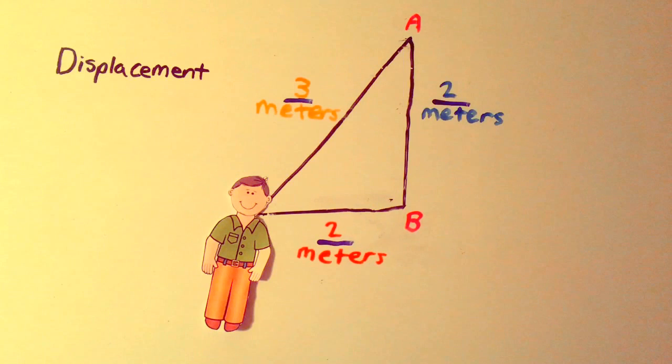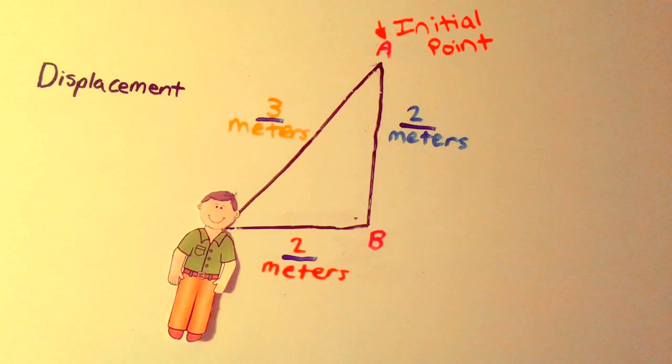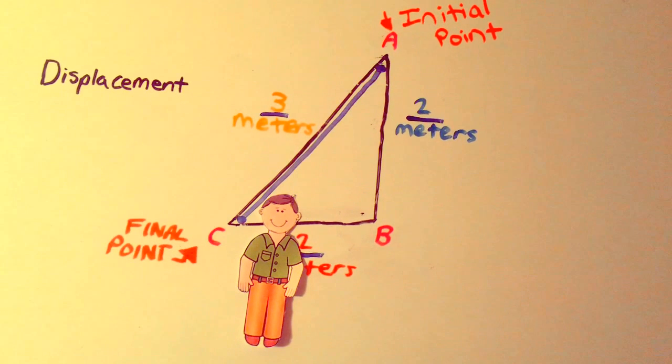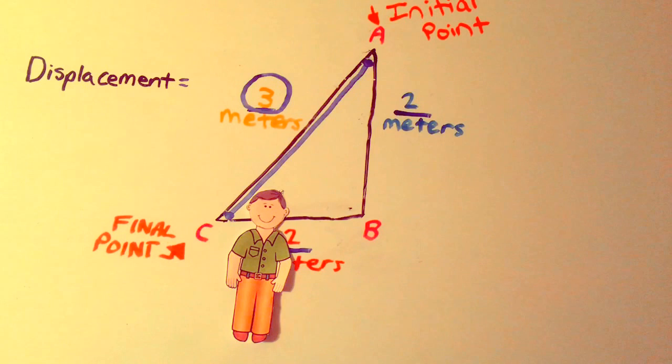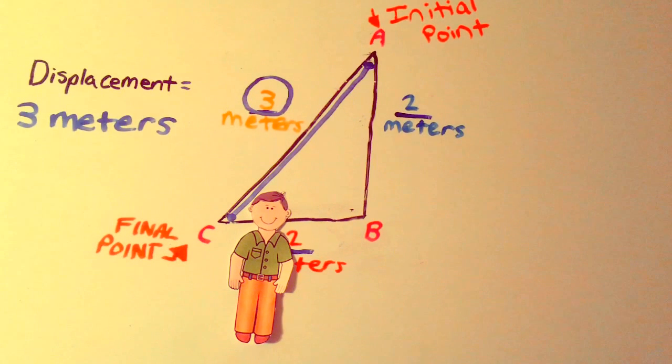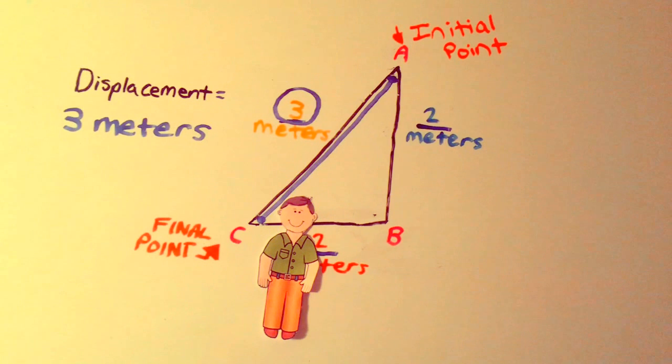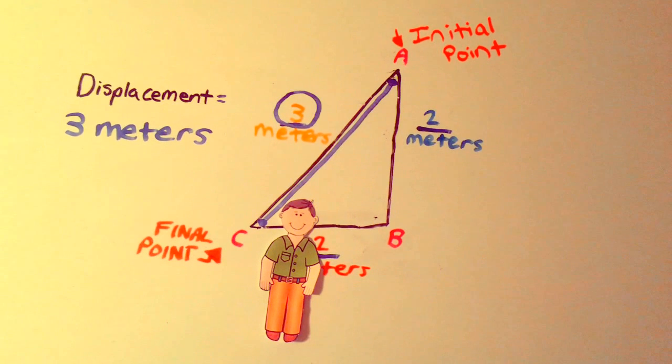Now let's calculate the displacement. Displacement is the distance between the initial and final point of travel, in this case, points A and C respectively. The displacement in this example is 3 meters in the direction from A to C. A large displacement in a small amount of time means the object has a high velocity.